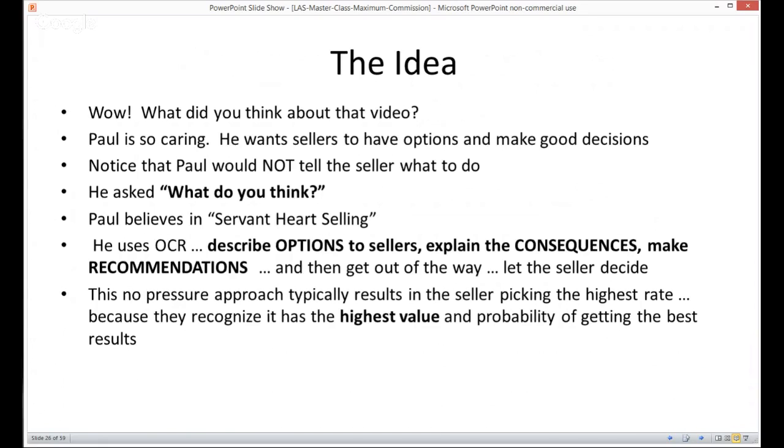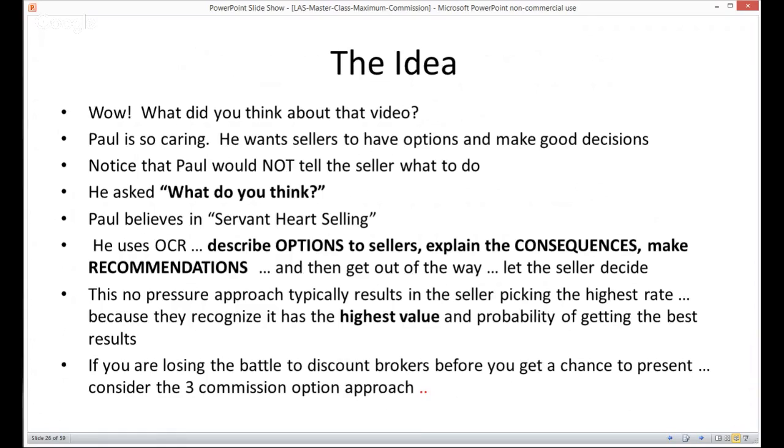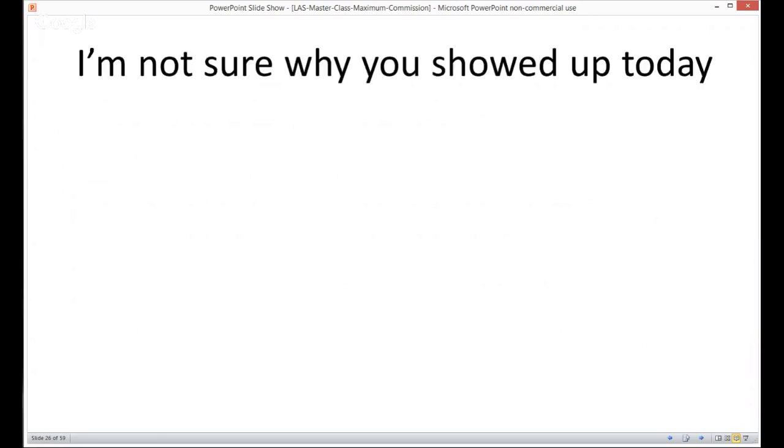So this no-pressure approach typically results in the seller picking the highest rate, because they recognize it has the highest value and the highest probability of getting the results they want. So if you're losing the battle to discount brokers before you even get a chance to present, consider the 3-commission option approach.